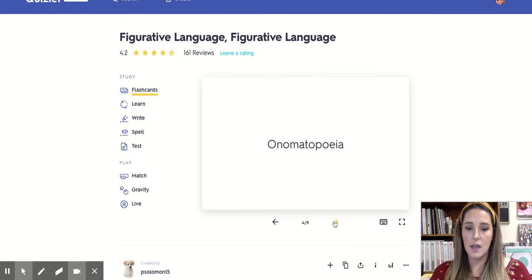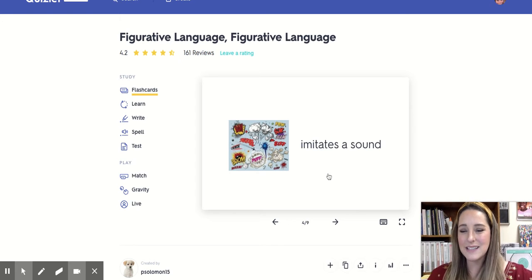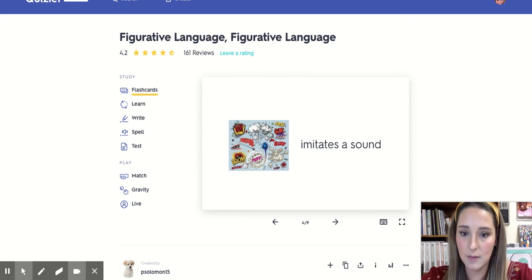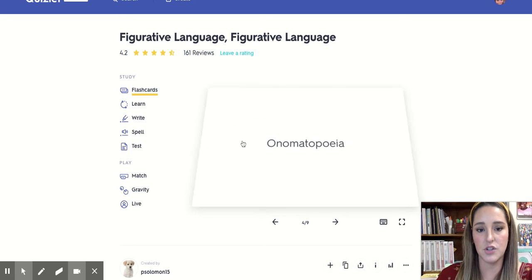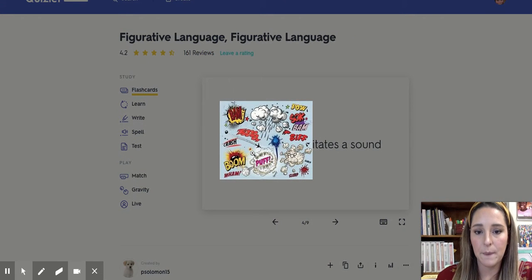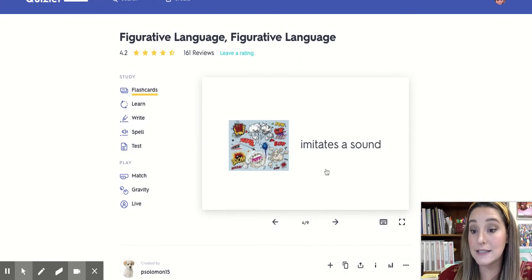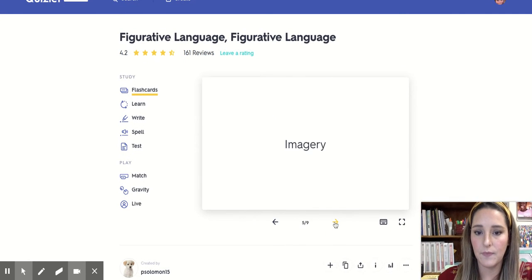All right? Onomatopoeia. Onomatopoeia is how you spell it. I like onomatopoeia, but it's not that important necessarily. Imitations of sounds. Pop, bam, zoom, puff. That's what the picture shows us. All right? Buzz, sound words.